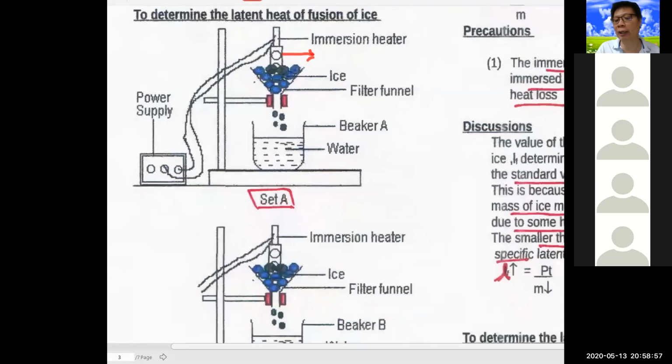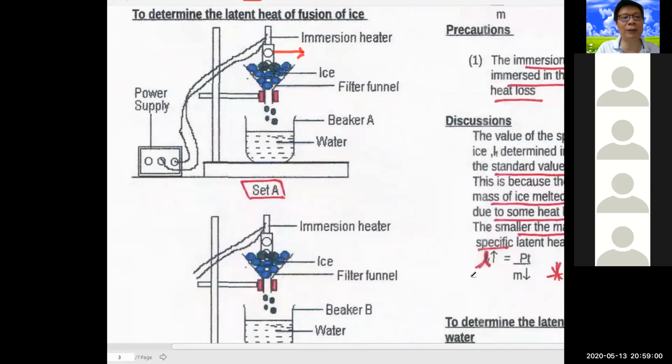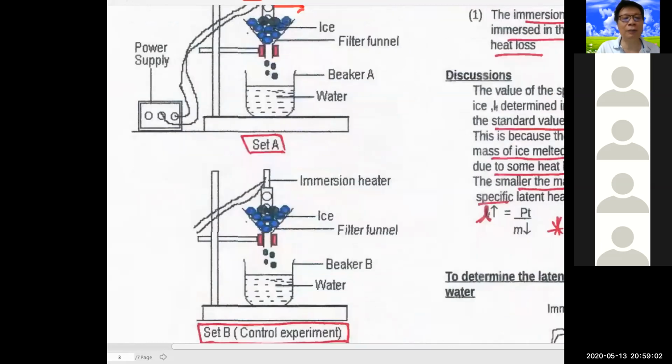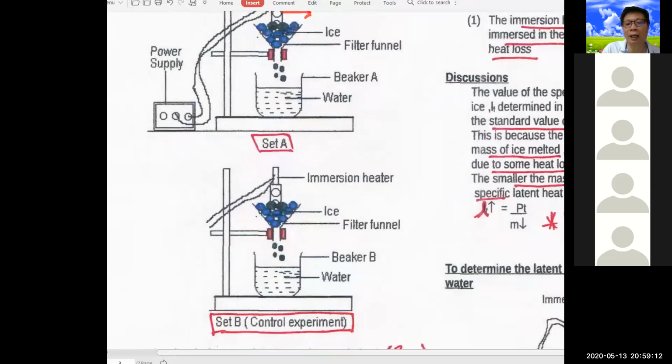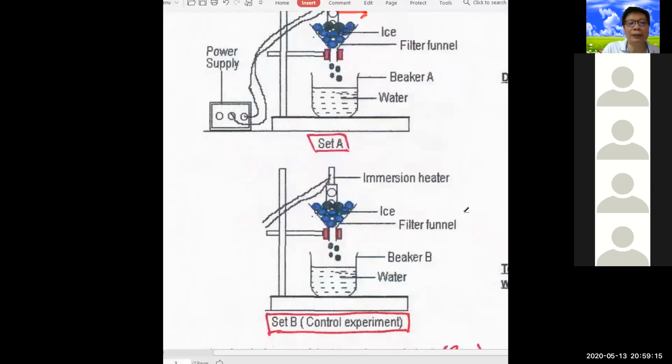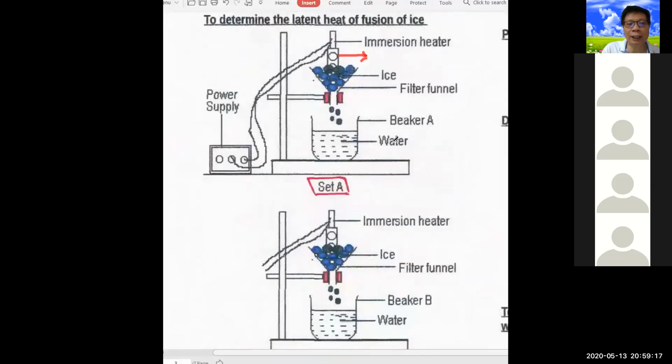When you look at the bottom there, we call it the control set. Why do we need another experiment, the control experiment? This is something you need to learn. Let me explain to you why we call it control. When you look at this setting of the experiment, are you sure this ice is only melted by the heater? Are you 100% sure the ice melted here and the water dripped out here all because of the heater? Are you sure?